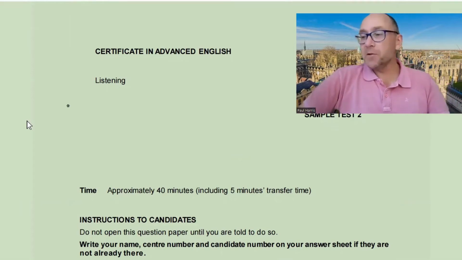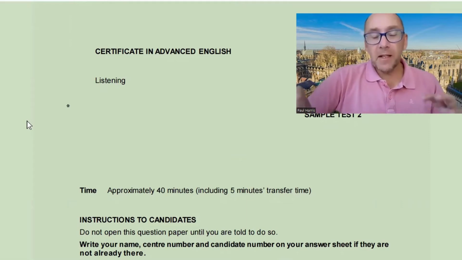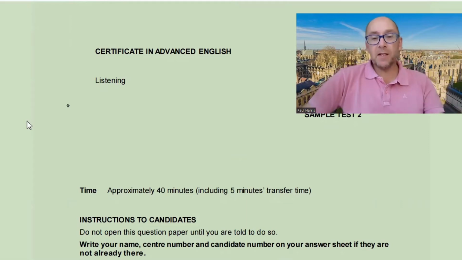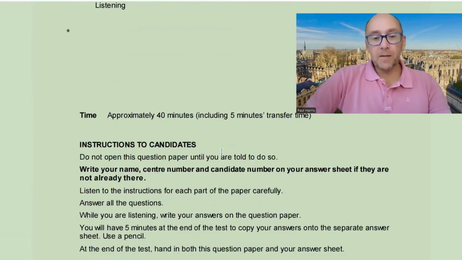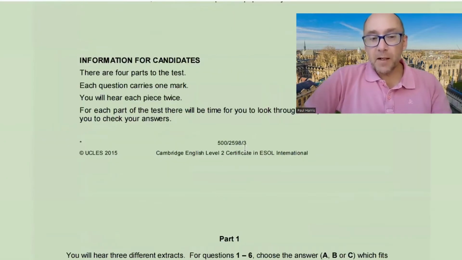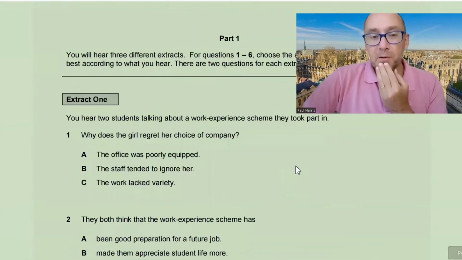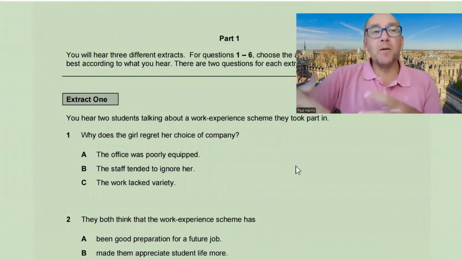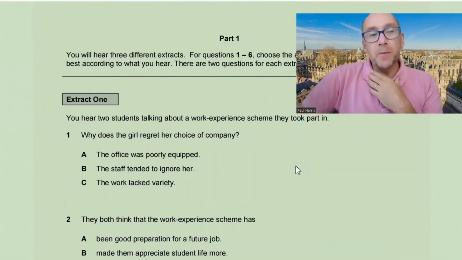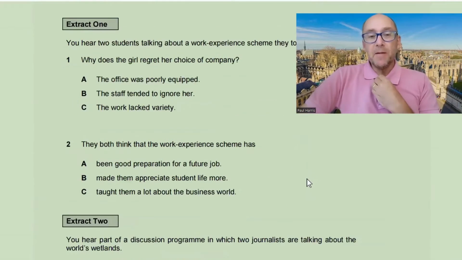Losing concentration is probably quite easy to do, especially with the nerves that you're going through, etc. But it is important to be completely focused for this part of the exam. And so here in the listening part, again, we would go through the different parts, talk about different strategies, and look at what they want the students to answer, what element of language is being used.